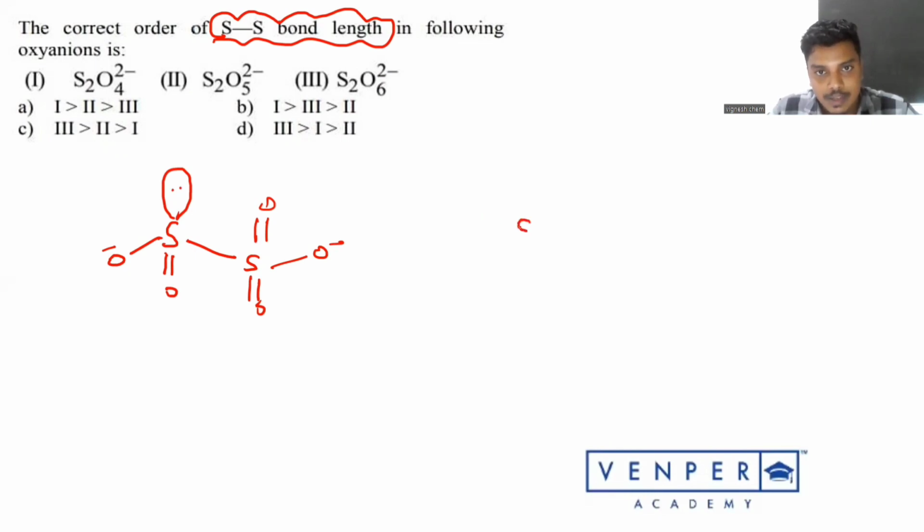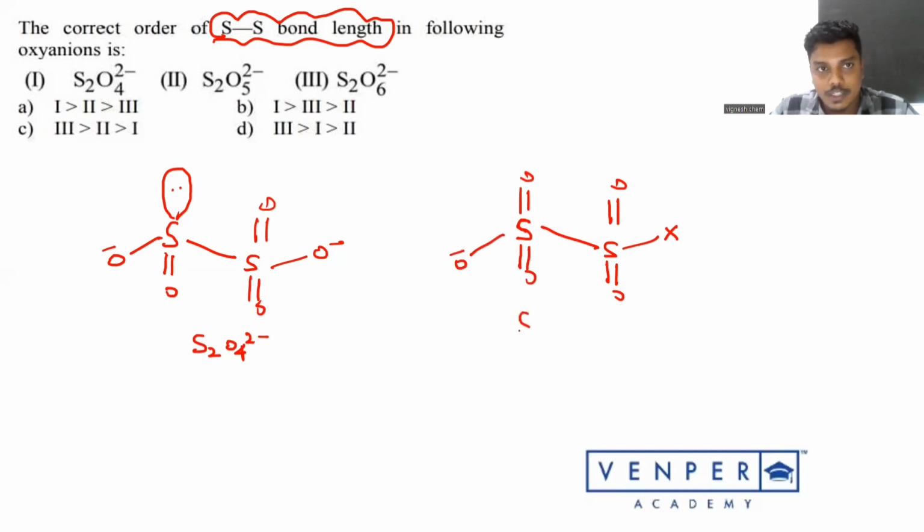Now I go to structure 2. This is S2O4 2 minus, and this structure should be S2O5 2 minus. This is sulfur, and this is also sulfur, and this one contains a double bond O, and this contains a double bond O. This contains two double bond O and a double bond O and O minus. This is S2O5 2 minus, and the third one is S2O6 2 minus, dithionic acid.